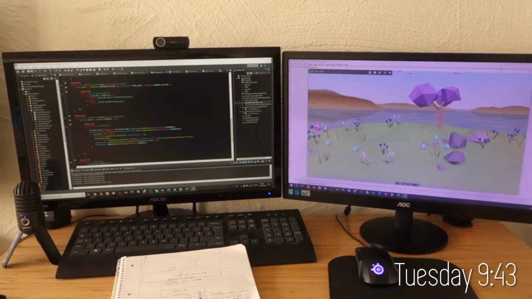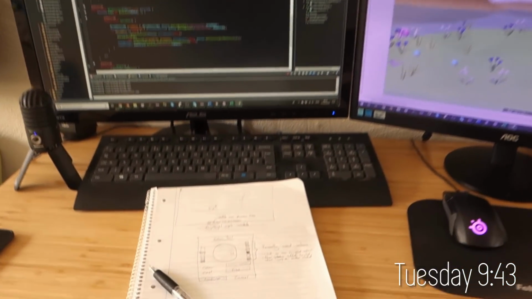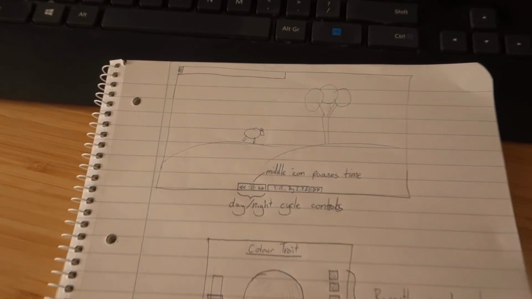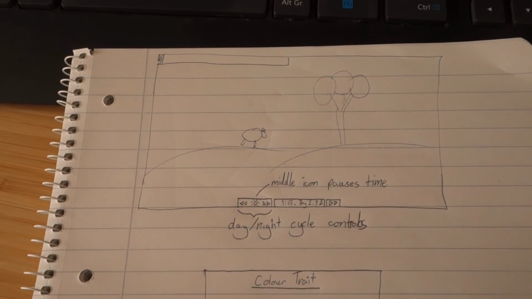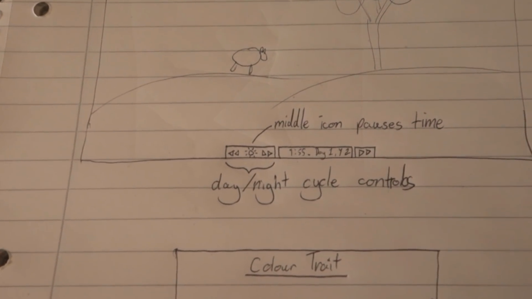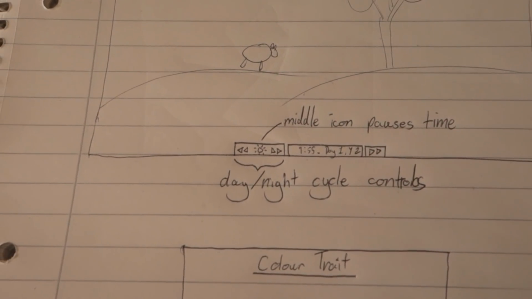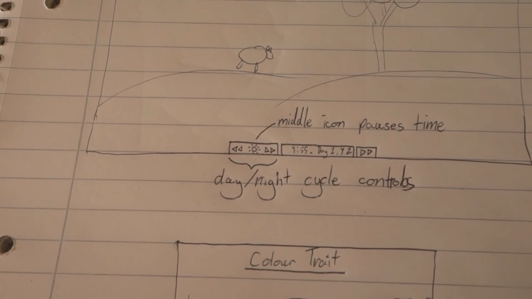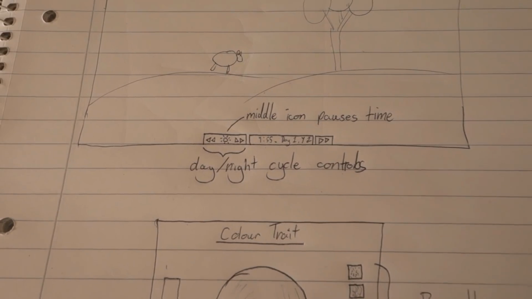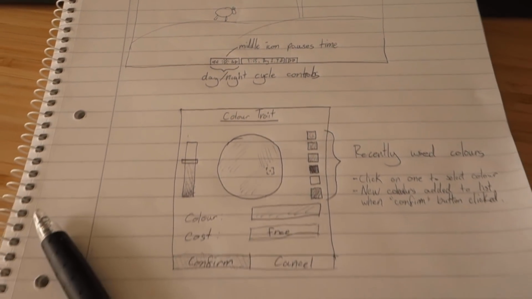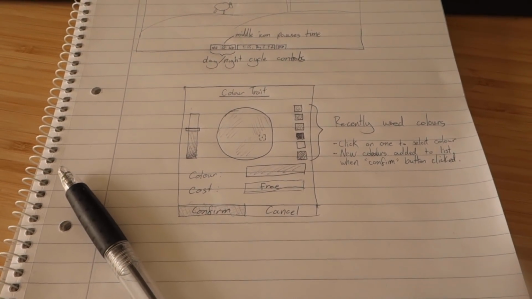So I've just been planning out some of the new features that I'm going to be adding this week. And first up, I want to make it possible for the player to choose or to control the day-night cycle so that they can choose whether it's day or night. So I'm going to add these controls at the bottom of the screen here, and that's going to allow you to make the day-night cycle go forwards or backwards or pause it.